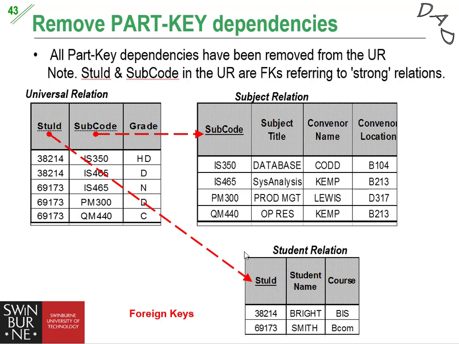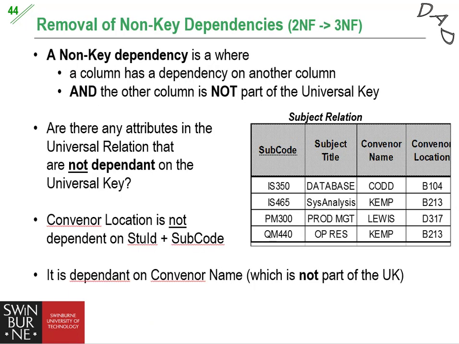So that means now we have achieved the second normal form. Second normal form means once you eliminate the part key dependencies, you are now in second normal form. Now the third step is to achieve third normal form. To achieve the third normal form, this is the process we need to go through.